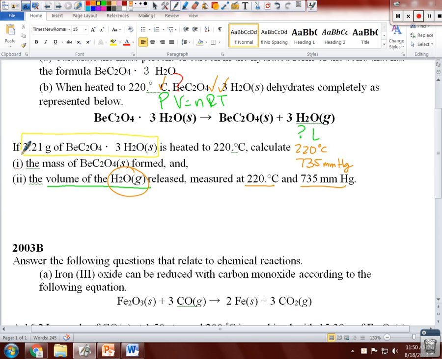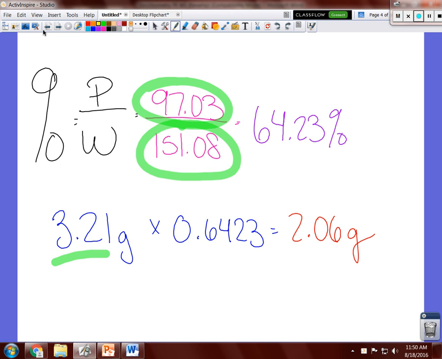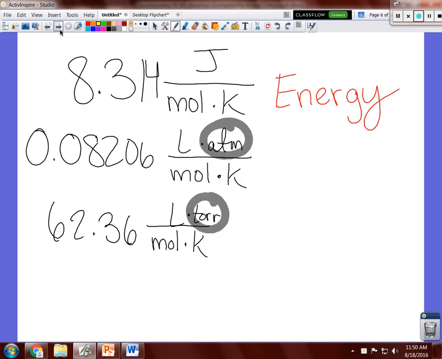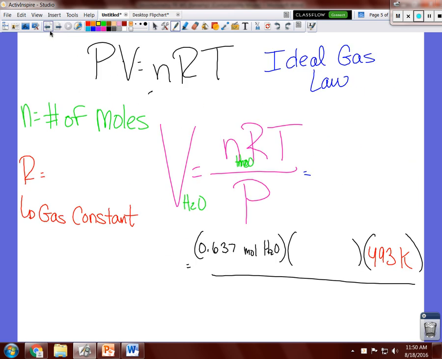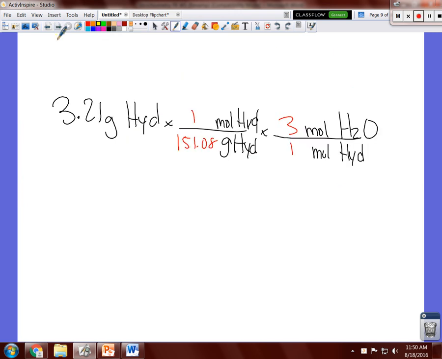All right, so let's do this. We know that we have 3.21 grams of the hydrate, and we need to know how many moles of that is. And I think I actually converted it somewhere along the line. Right here. We did it right here. So 3.21 grams of the hydrate. We know the mass of the hydrate was 151.08, and then this right here is just your mole to mole. And what was the answer again? 2.06.